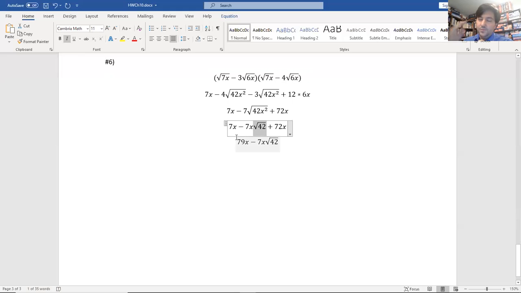So the last thing, you've got like terms with x's. Here's a 7x. Here's a 72x. You can add those together and get 79x. And then you're minusing 7x root 42. And there you have it. That is the answer for this one. 79x minus 7x root 42.